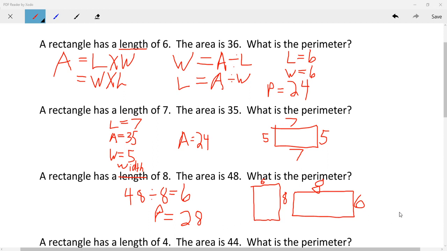So hopefully that showed how to find area and perimeter with these specific types of problems.